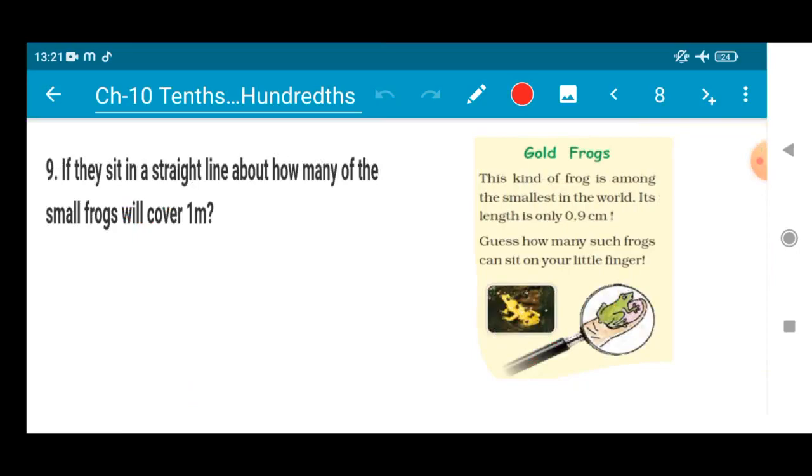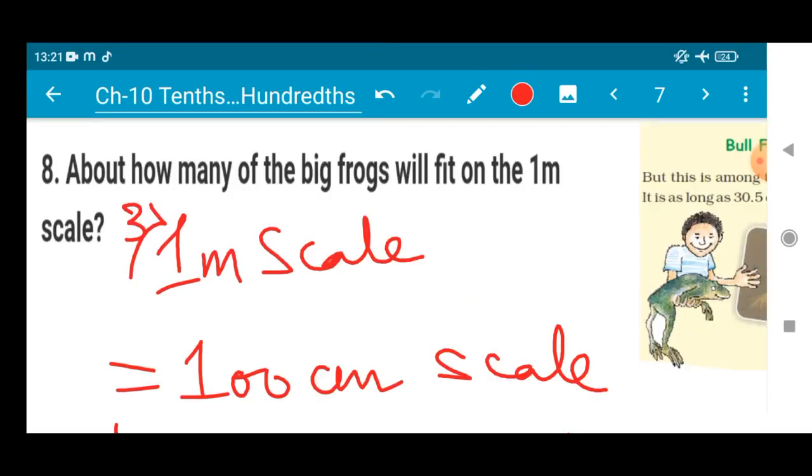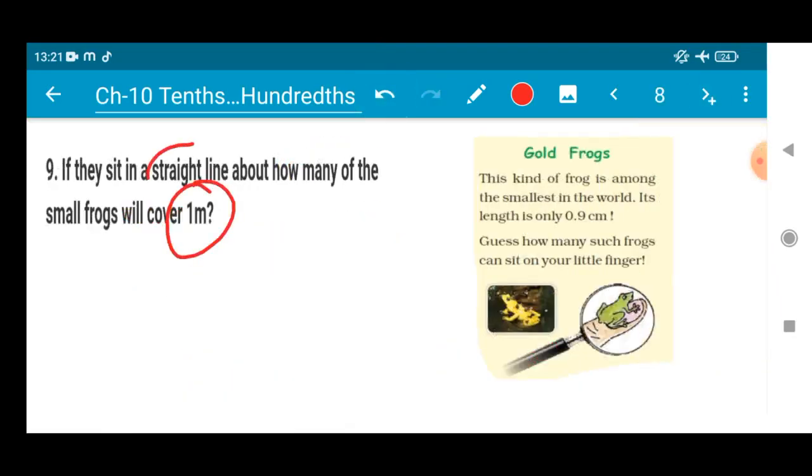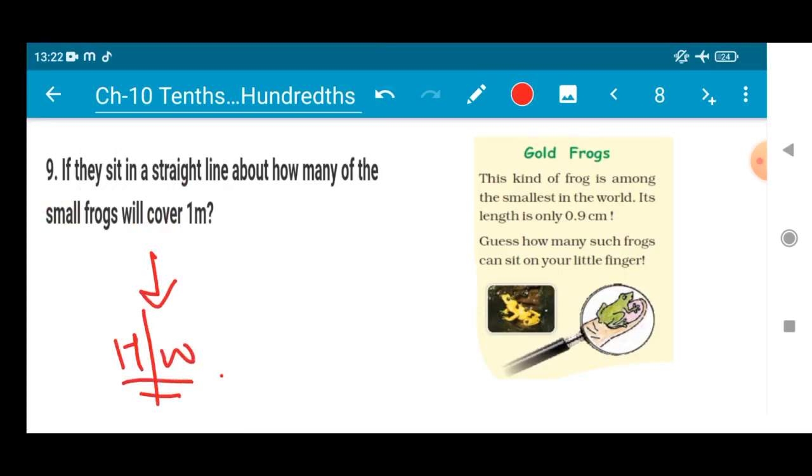Proceeding to the next, number 9. If they sit in a straight line, about how many small frogs will cover 1 meter? The process is very similar to the previous question, question number 8. The only difference is that in question number 8 you have the big frog, and here you have the small frog. So this will be a home assignment. Tell me how many small frogs are going to get accommodated in a 1 meter scale. This is a very simple, very logical thing you have to do here.